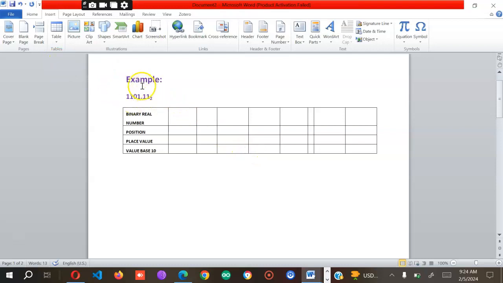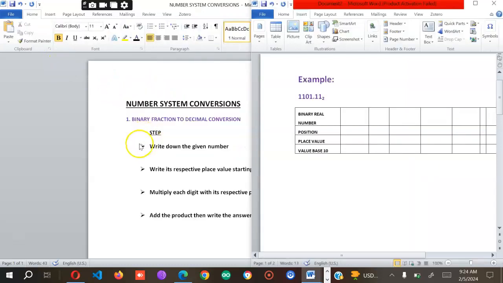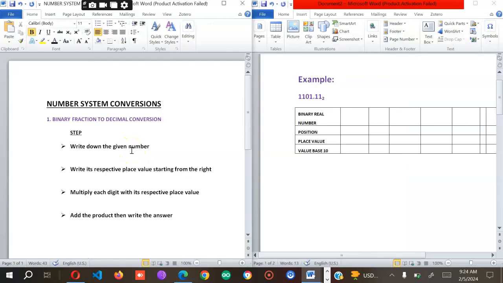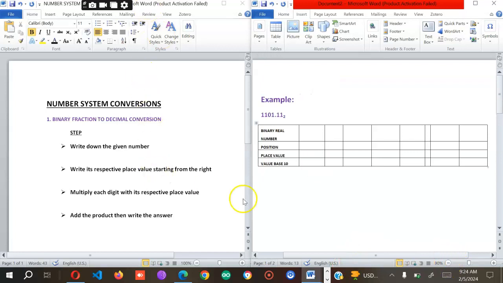For example, this is our example one. As per the steps, we write down the number. I hope that you are able to see. So this is my number. The number is 1 1 0 1, then we have the point here, then we have 1 and 1.